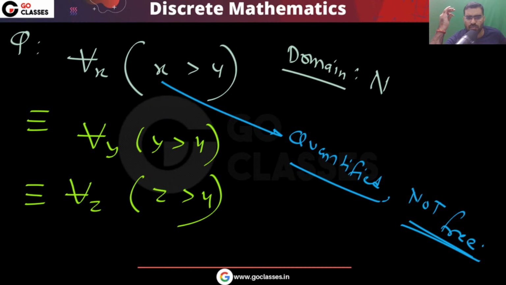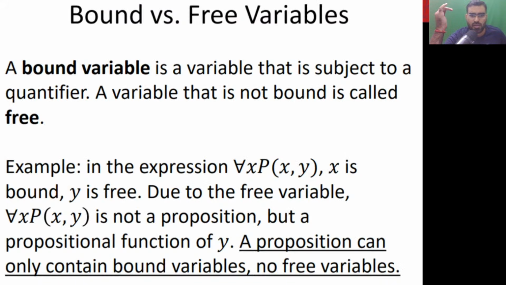Is this understood? Let me know. This is the summary of bounded variables and free variables. Of course, if you want the details, you can find them in the GO Classes discrete mathematics course. There you can find all the details. But this is the summary, with all the important points I told you. These are the points you have to understand and remember. Now let's move on.